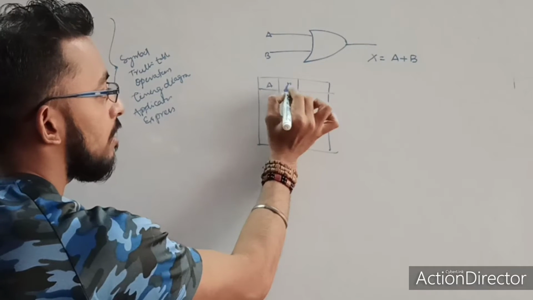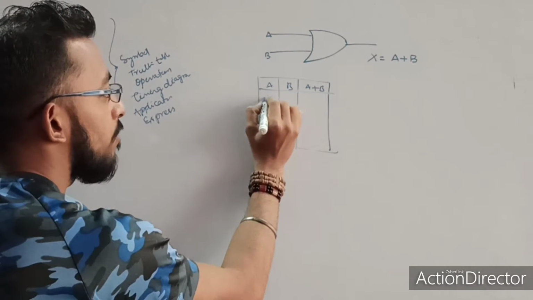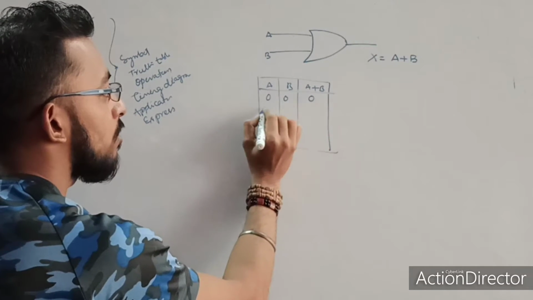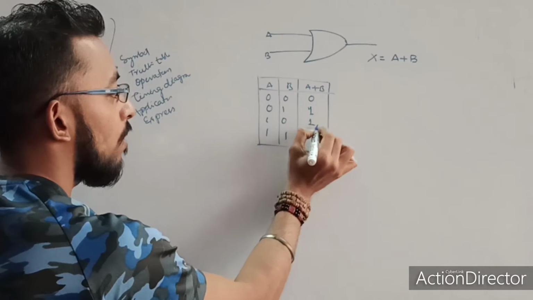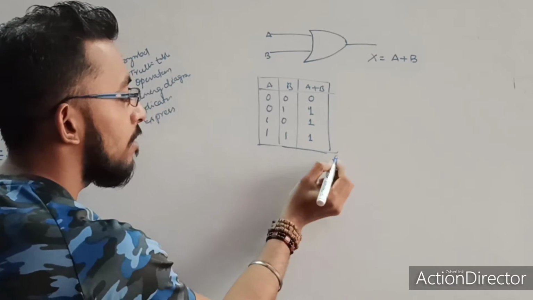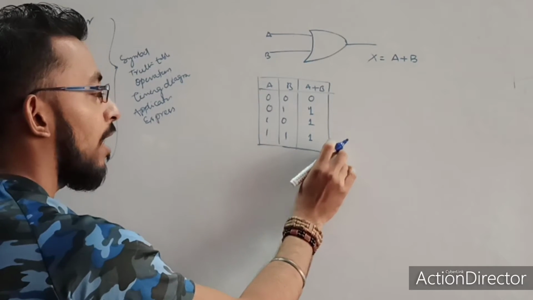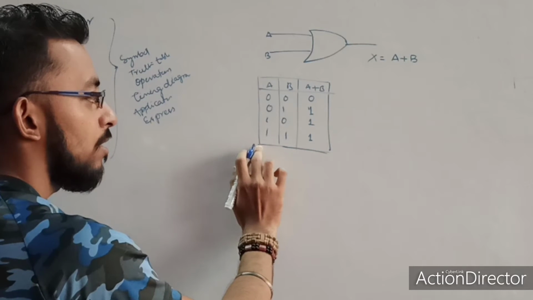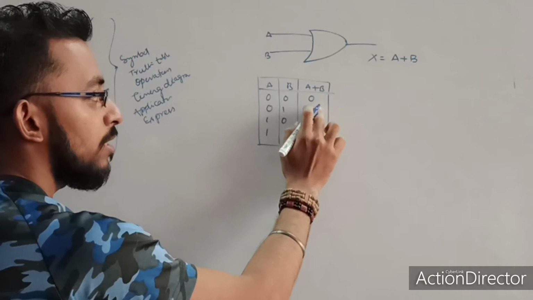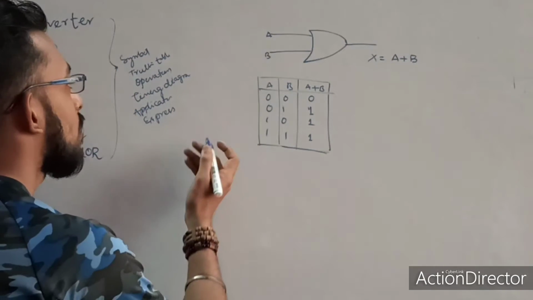This is input A, this is B, this is A plus B. If my inputs are 0, 0, then output is 0. 0, 1, 1, 0, 1, 1. Then for all other cases, the output is high. It means my output will be high if any of my inputs is 1 or both are 1. You see, if any of my inputs is 1, then output is 1. Or if both are 1, then also my output is 1. So this is the truth table.